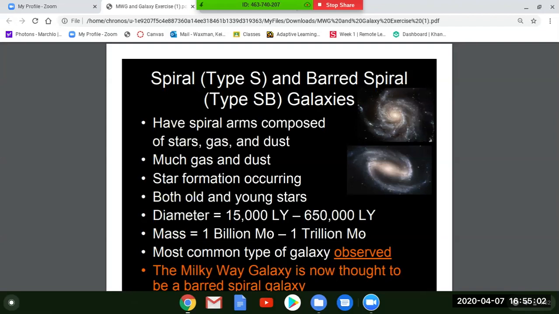And for both young and old stars, they're more consistent in size, anywhere from 15,000 light years to 650,000 light years. You don't have to know that. But the Milky Way is a typical spiral. It's actually a barred spiral.